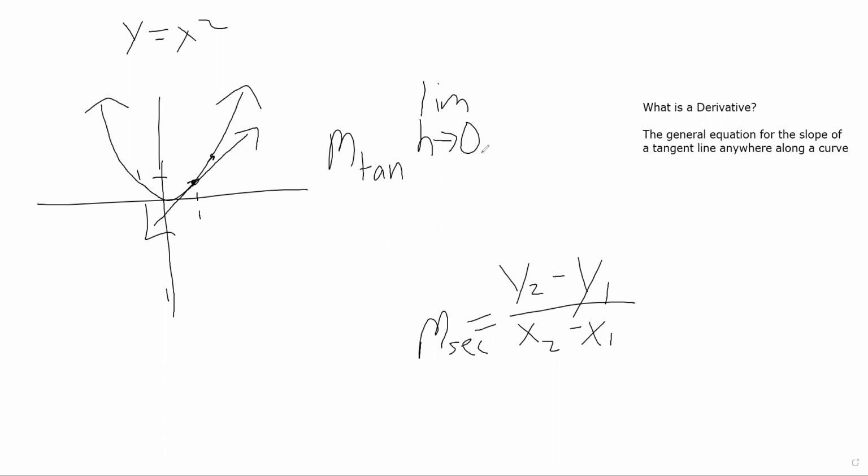So the limit as h approaches 0 of f of x plus h minus f of x over h.